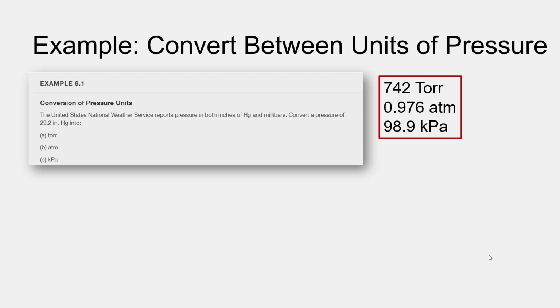Rounding to 3 sig figs and remembering that there are 1,000 pascals in every kilopascal gives us equivalent measurements of 742 torr, 0.976 atmospheres, and 98.9 kilopascals.